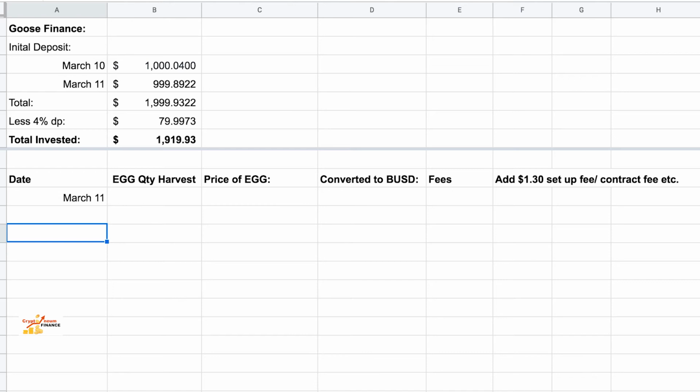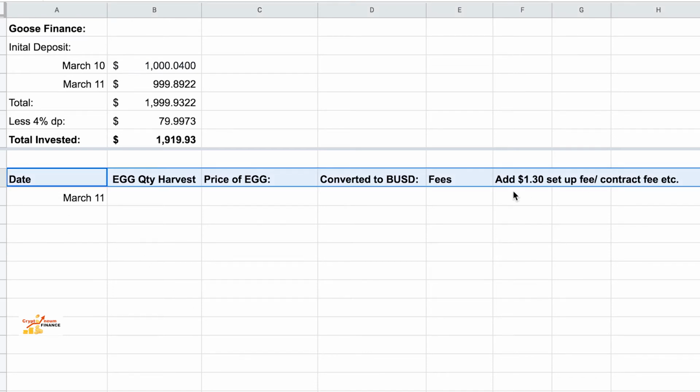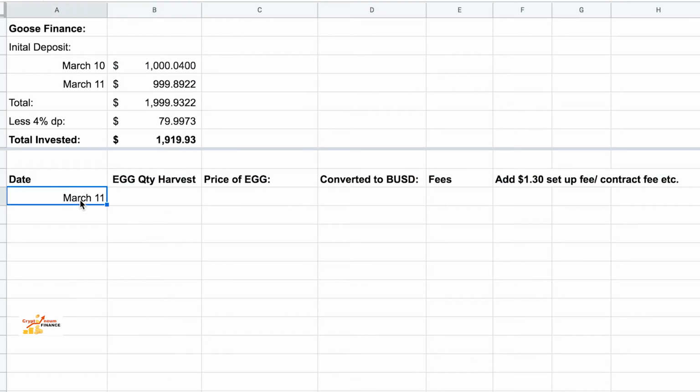So on March 11, when I put in the $999, the price of egg at the time was $103. So I was able to convert the quantity that I harvested. I actually forgot how much it was, but I was able to convert it into Binance US dollar, and that is equivalent to $5.76. And then there are fees that are associated.